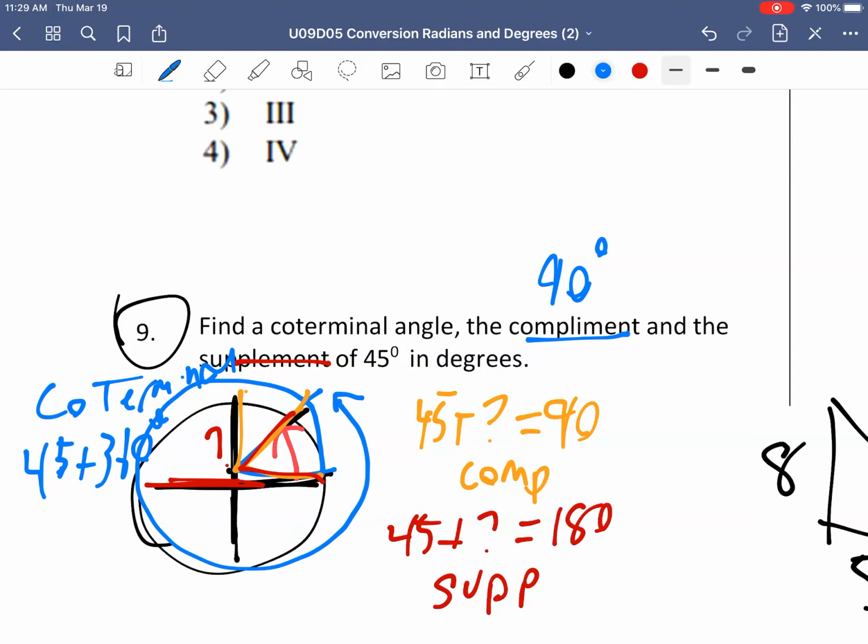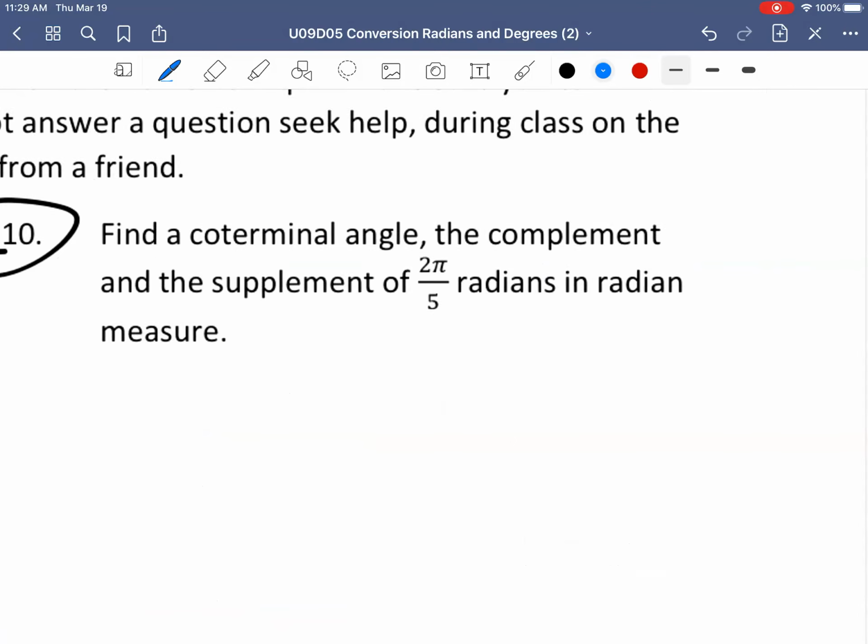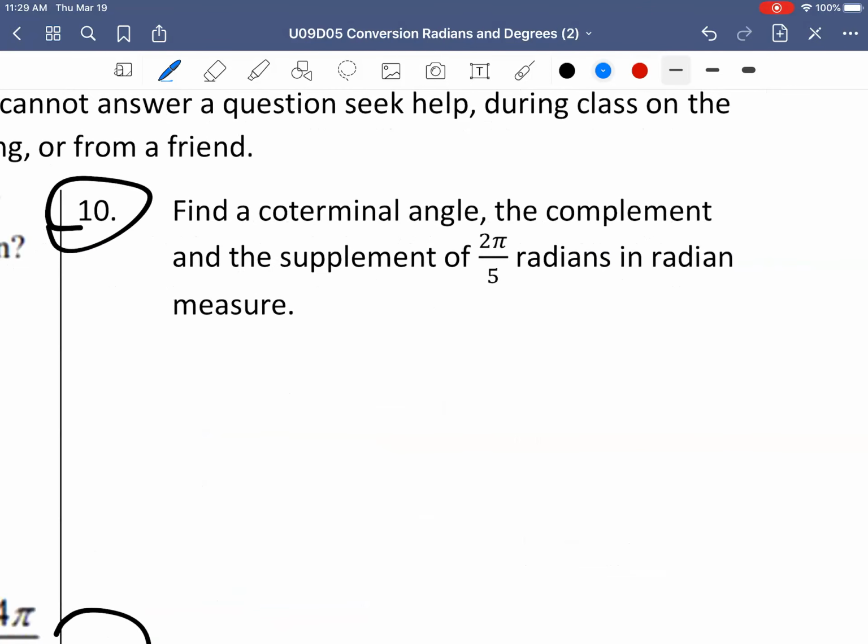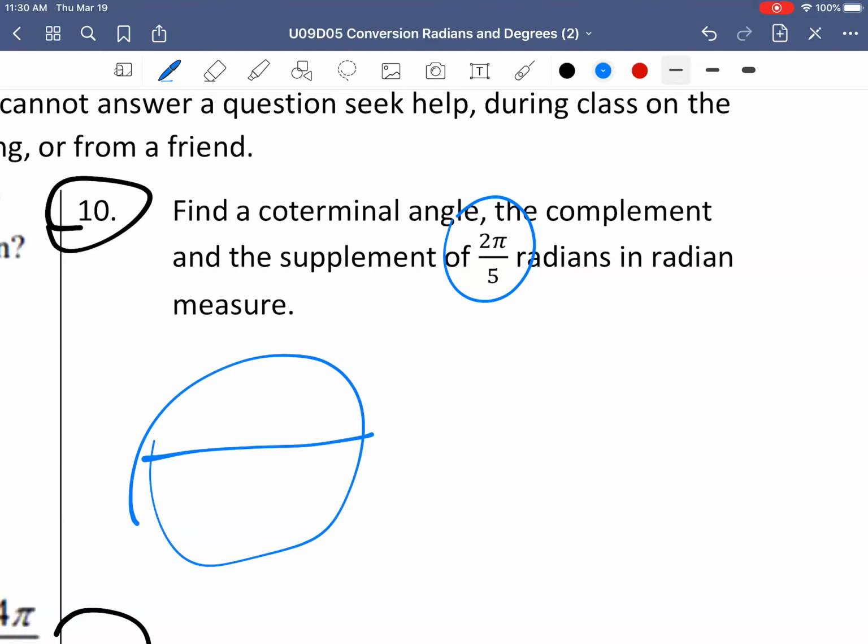And all of this can be done in radians. So problem 10, which is essentially the same question: find the coterminal angle, the complement, and the supplement of 2 pi over 5. I apologize for the beep. I'm actually still at Madison, so whoops. But this problem can be done the same way. If you want, you can even convert this to degrees first, do everything we just did in degrees, and then convert all of those answers into radians. Or if you understand how the circle works, you shouldn't need to do that. So for instance, we're given 2 pi over 5.